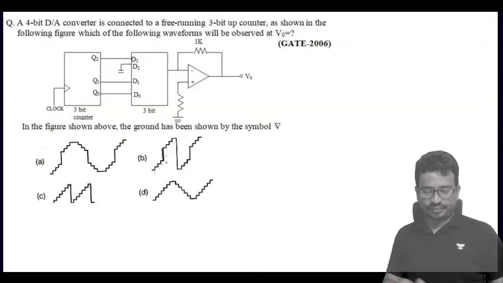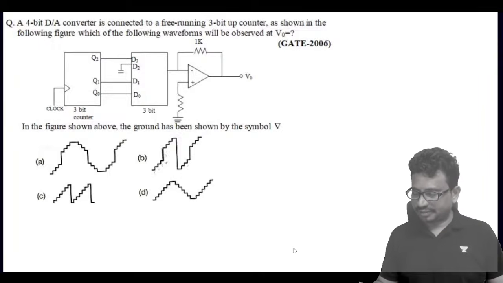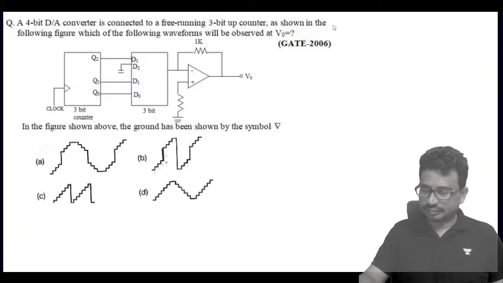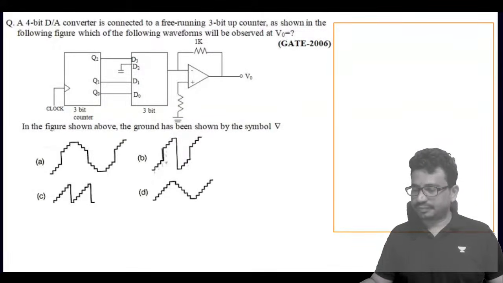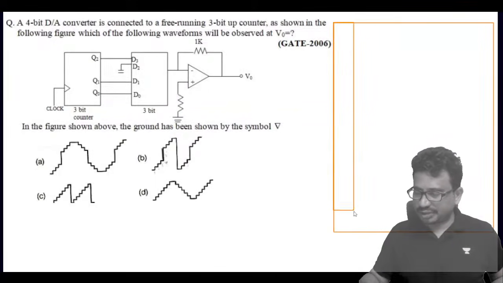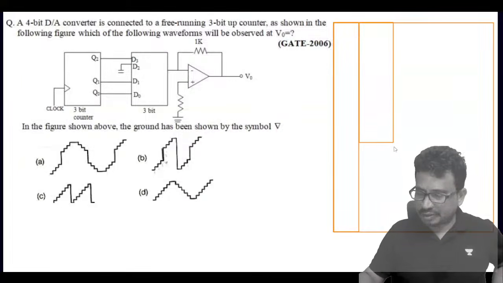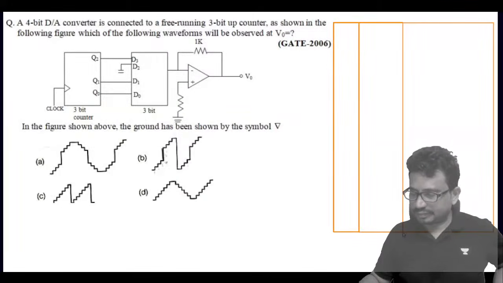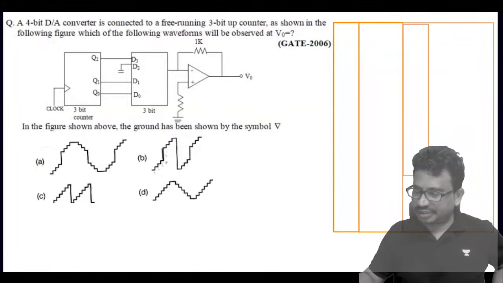Try this one. The similar kind of problem what we have seen earlier, and we are forming one tabular form. This is a 3-bit up counter. So this is the clock, and this is an up counter, which is given to a 4-bit DAC.